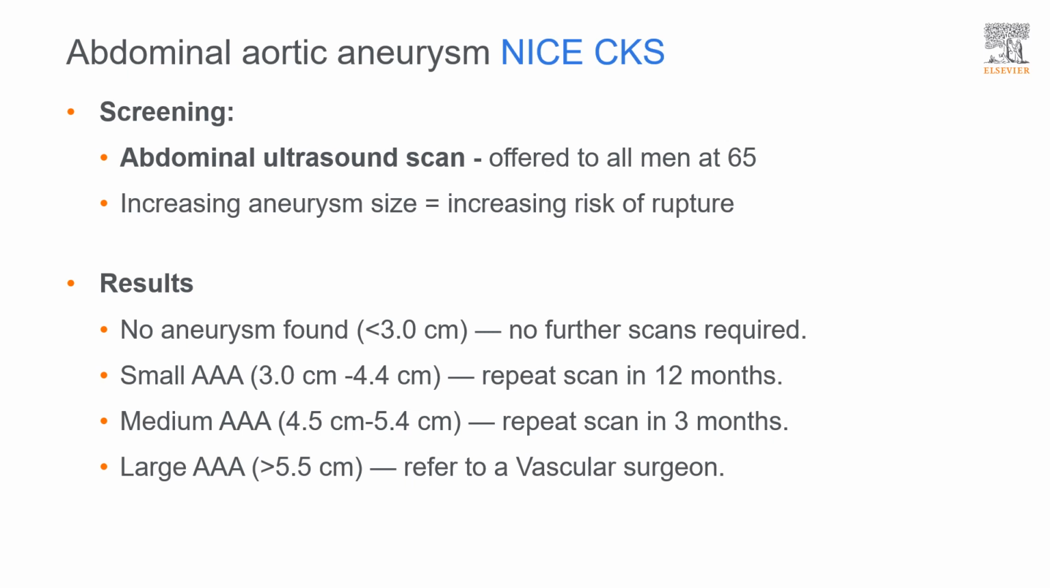The abdominal aortic aneurysm screening program was introduced in the UK to detect asymptomatic abdominal aneurysms and allow monitoring of these aneurysms for growth and reduce the risk of subsequent rupture. The screening program involves a one-off abdominal ultrasound offered to all men aged 65.